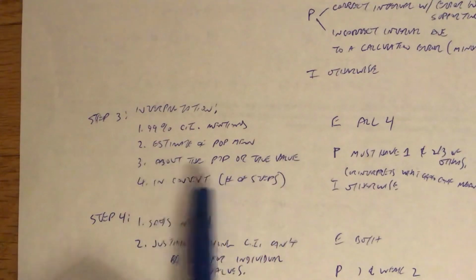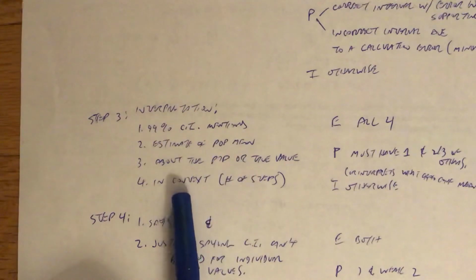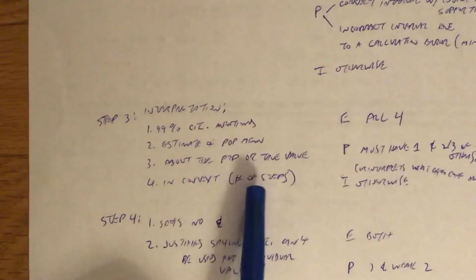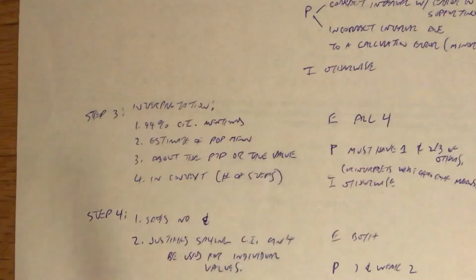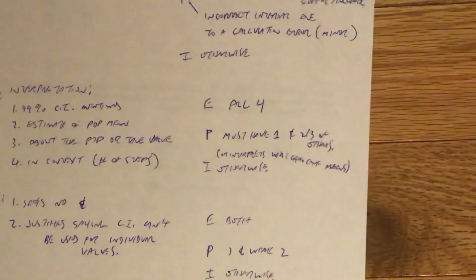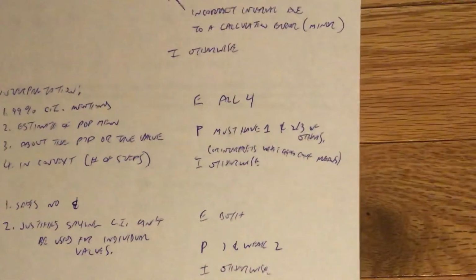And you need to have the context down. So you can't just say, oh, the population mean is between here. You have to say that it's the number of steps of the employees in New York City who are wearing trackers, all that junk. So it's the context, having the number of steps and all that other jazz in there. So there are 4 criteria here. All 4 get you the E.